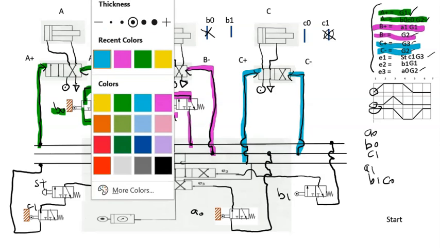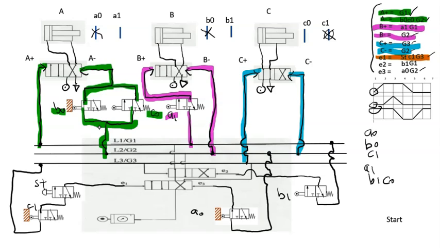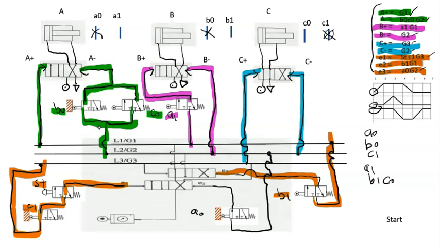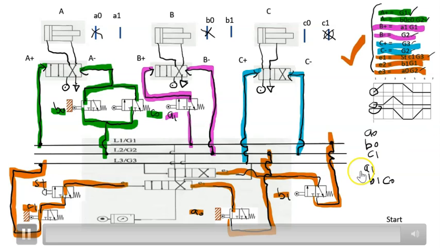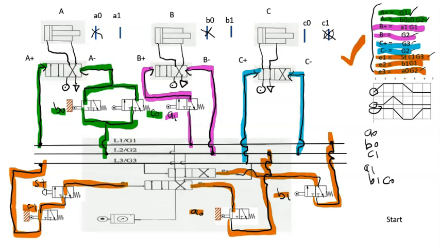Okay, let's check for the E. E1: we have ST, C1, and connect to G3. For E2, we have B1, G1. B1, and we connect to G1. And the last one is E3, going to A0, and then straight to G2. So we have checked and everything is correct. So we have verified it.